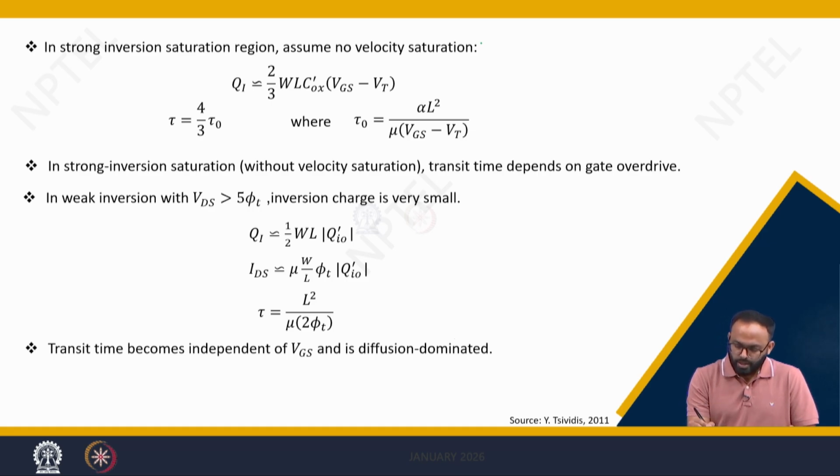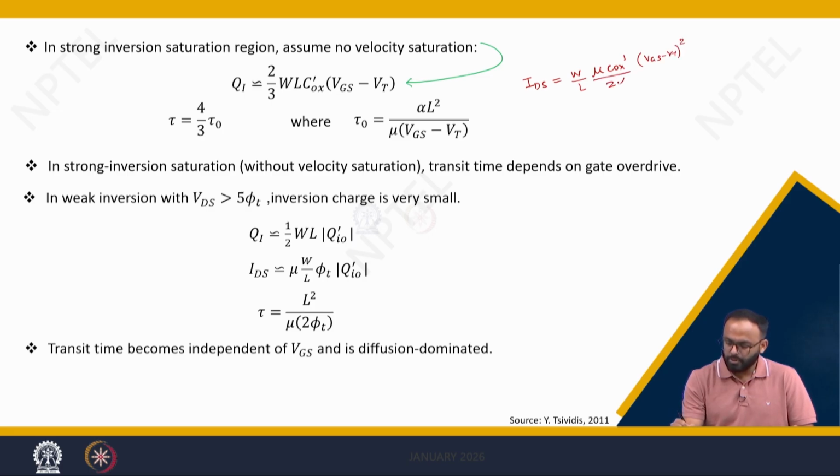So in strong inversion saturation region, the channel charge is given by this. Assume no velocity saturation, and hence you can rewrite the equation for strong inversion saturation as W divided by L mu into Cox dash into Vgs minus Vt whole square divided by 2 alpha. To calculate tau, again you need to do Qi divided by Ids.